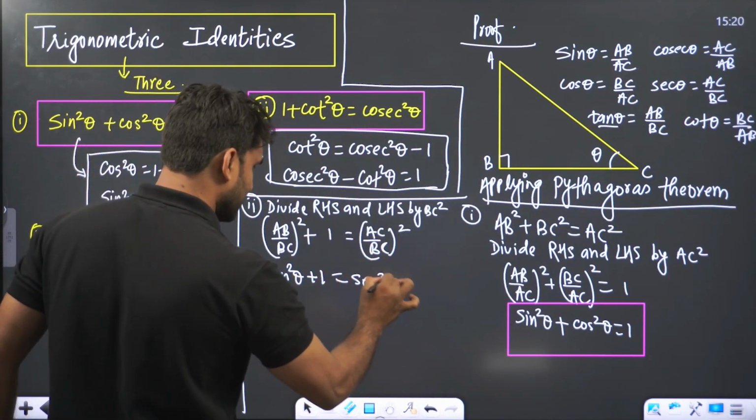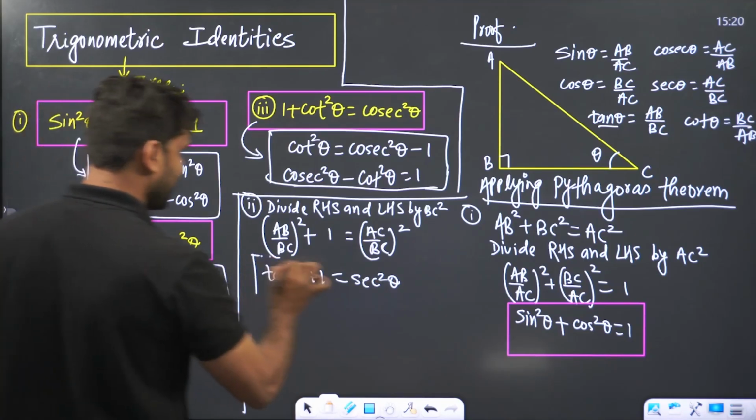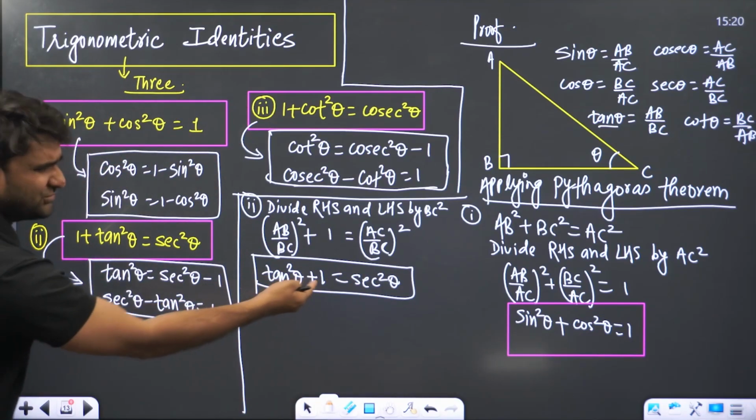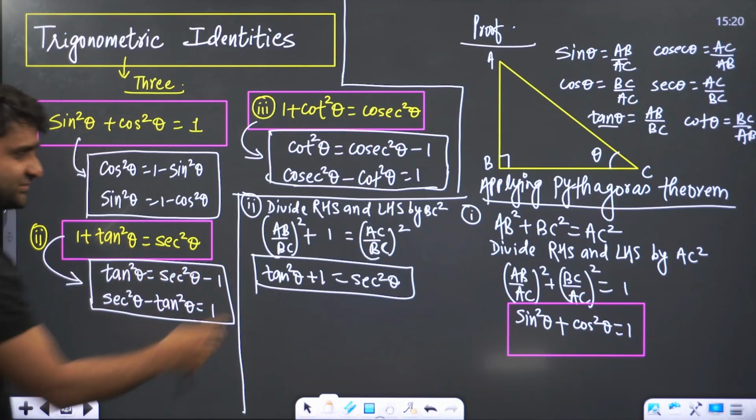So this is sec square. So we have proved tan square theta plus 1 is equal to sec square theta. Look, tan square theta plus 1 or 1 plus tan square theta, both are the same. So this is the result.